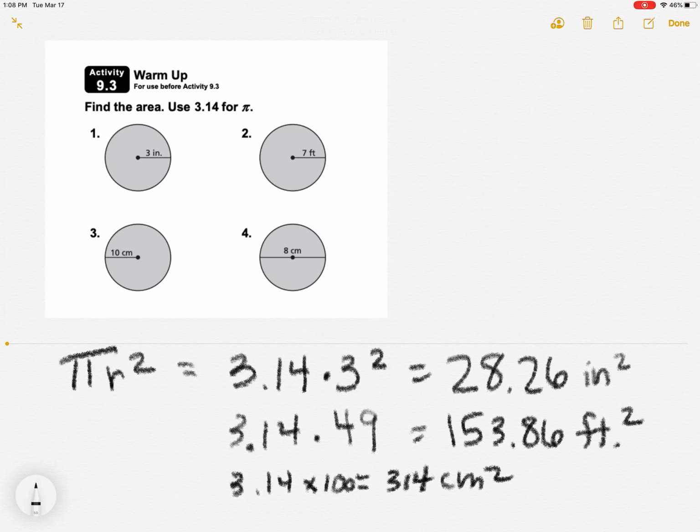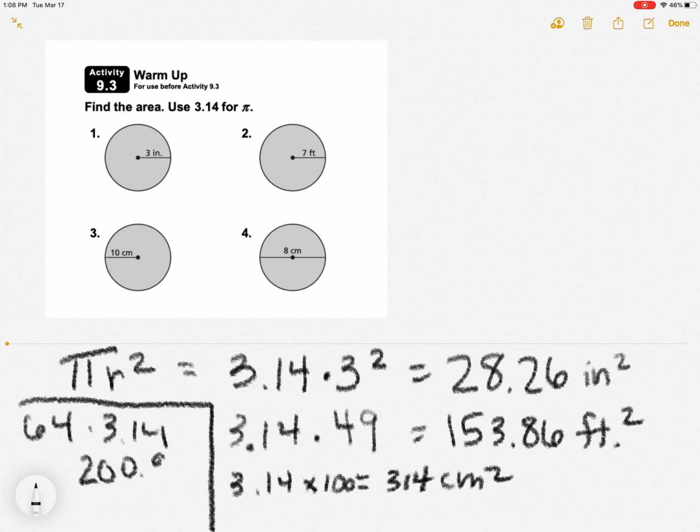Now, number 4, they tried to trick you. They didn't give you the radius, they gave you the diameter. So make sure that you split that in half first to begin with. So if I look at that, I'm going to do 8 squared, which is 64. Then I'm going to do 64 times 3.14, and I get 200.96 centimeters squared.